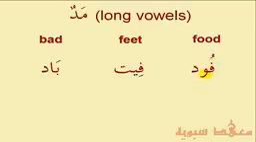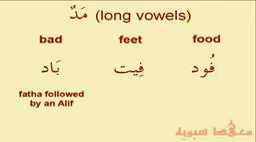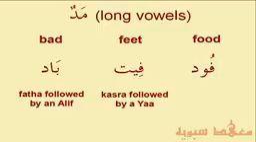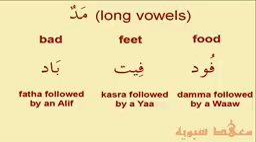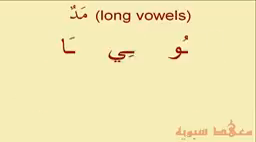So we'll come to know that the long vowels are created in these three ways: a fatha followed by the alif, a kasra followed by a ya, and a dhamma followed by a waw. So they represent the three long vowels. Inshallah, we'll go through some words to see how the long vowels are pronounced.